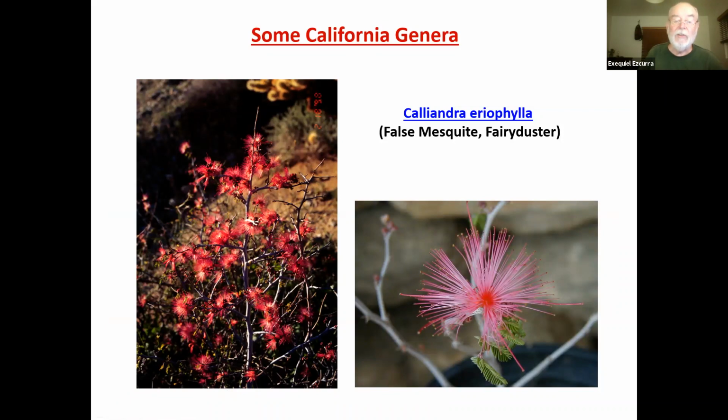The fairy duster in the Mimosoideae, you can see here the flower. It's almost devoid of petals and sepals. They're so reduced. And what makes the plant attractive, it gets beautifully red in spring when the fairy duster is in flower, is because of the stamens. The stamens are red.